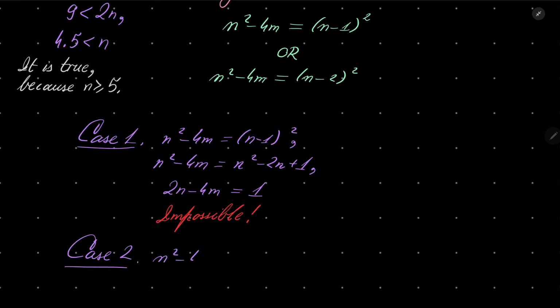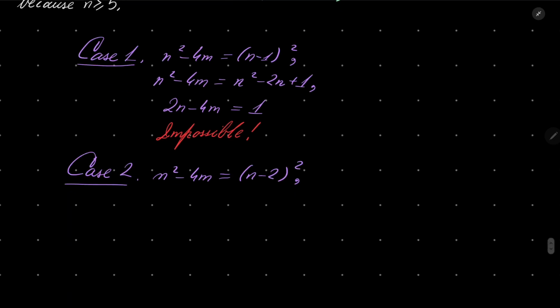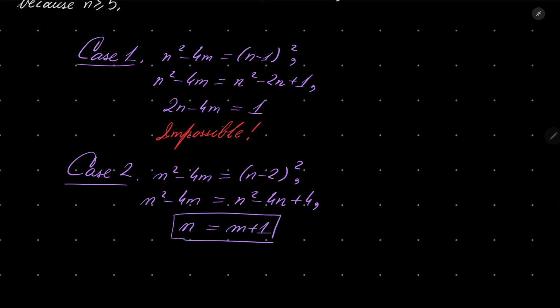Case number 2: n squared minus 4m equals actually (n minus 2) squared. Let's expand it. n squared minus 4m equals n squared minus 4n plus 4, which means that n equals m plus 1.